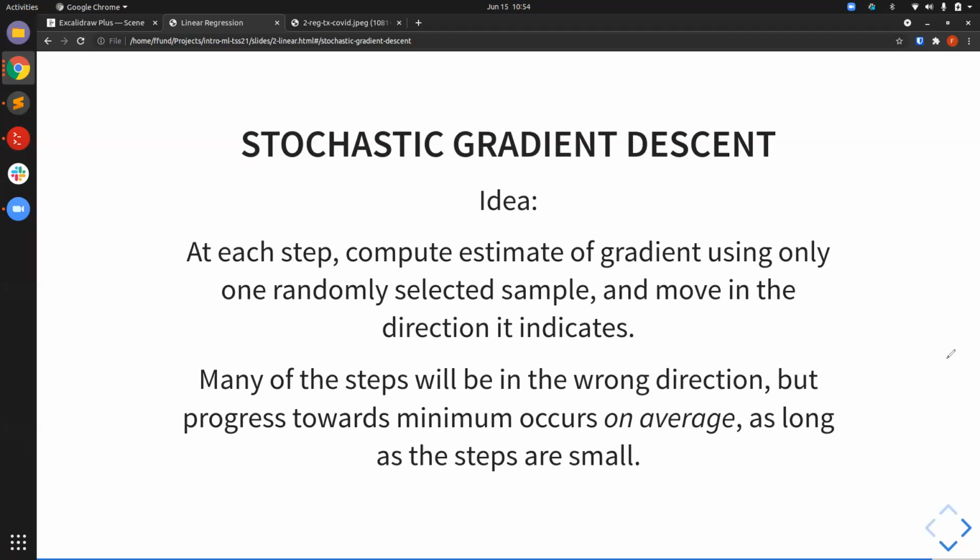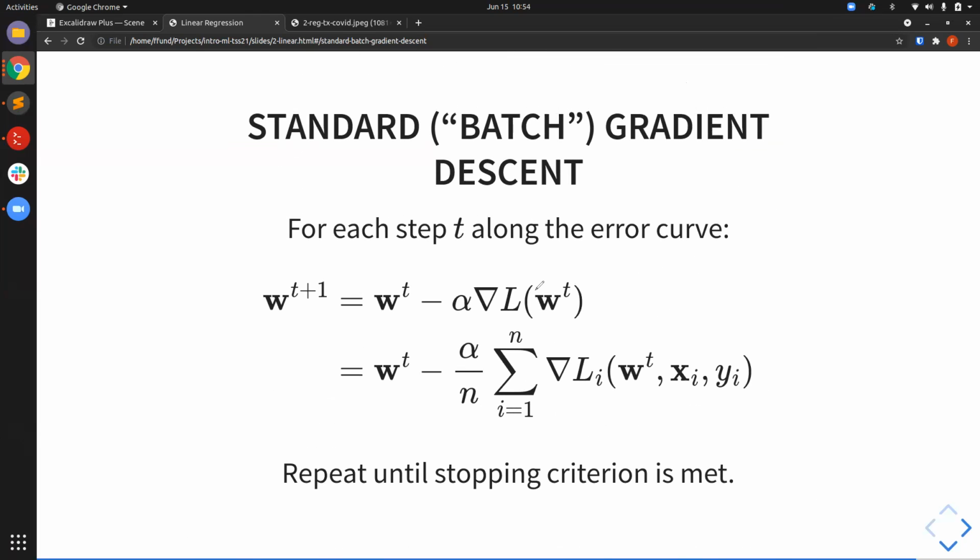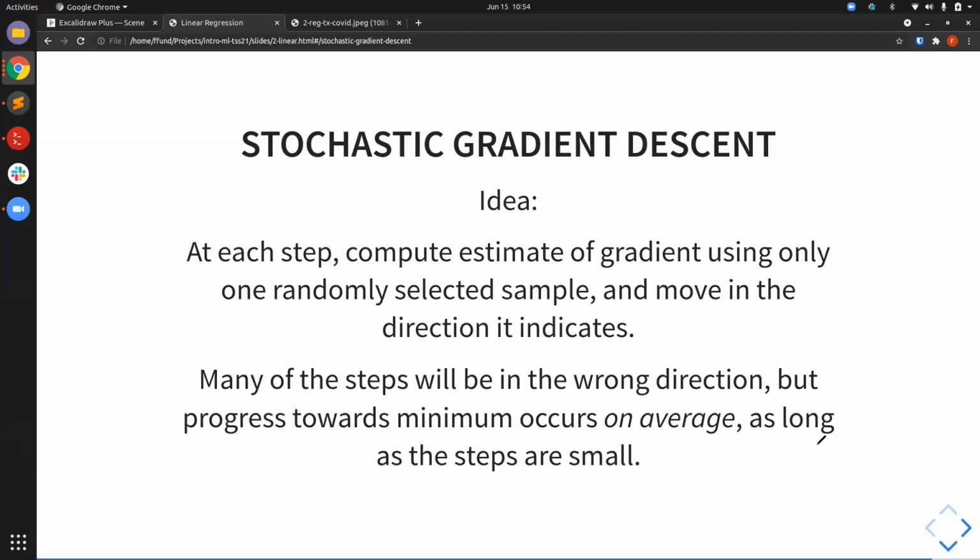So that leads us to our next solution, which is stochastic gradient descent. Stochastic gradient descent says, instead of computing n of these each time you move, you just randomly select one point, compute the gradient for that one point, and then move in the opposite direction of that. So at each step, we compute the gradient using one sample and move in the opposite direction. Sometimes we'll have steps that go in the wrong direction because one particular point might not point us in the right way. But on average, as long as the steps are small, we should progress towards the minimum.